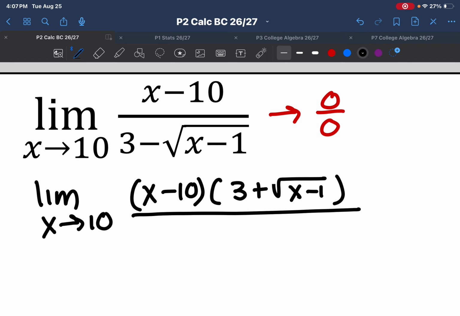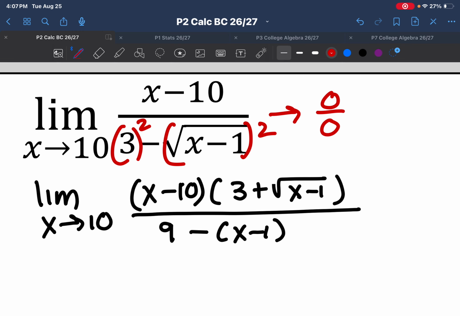Notice it went from subtracting the radical to adding the radical. Over 9 minus x minus 1. Okay, remember, if I'm multiplying by the radical, when I FOIL, the middle terms will go away, and I am left with the first term squared, so this squared, and the second term squared. Okay, and that's what I end up down here.